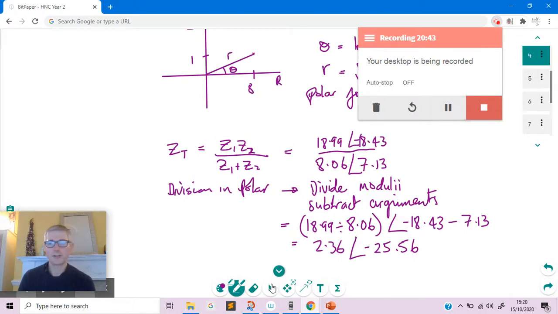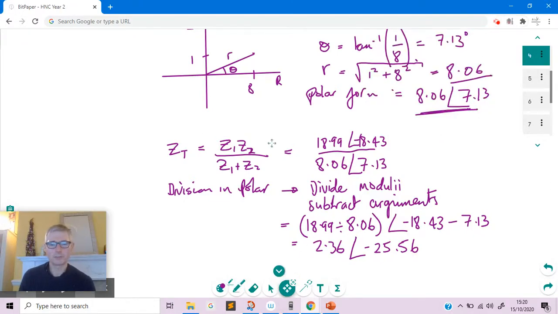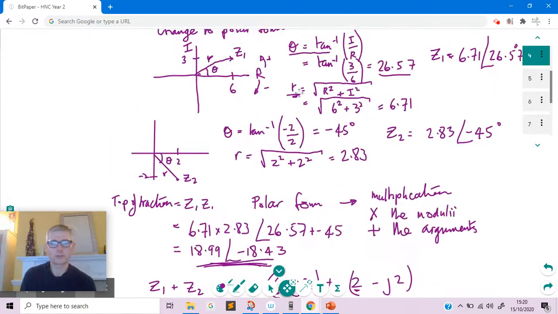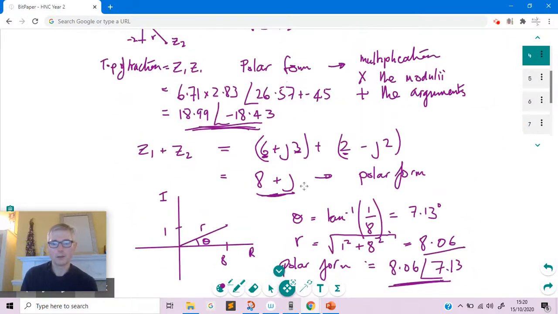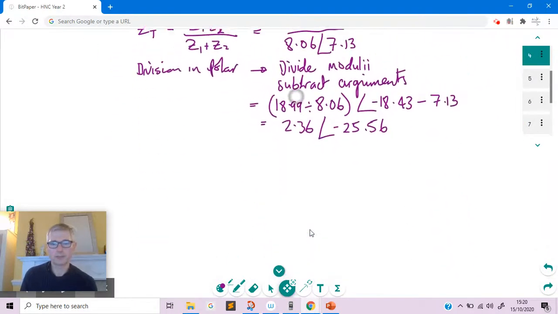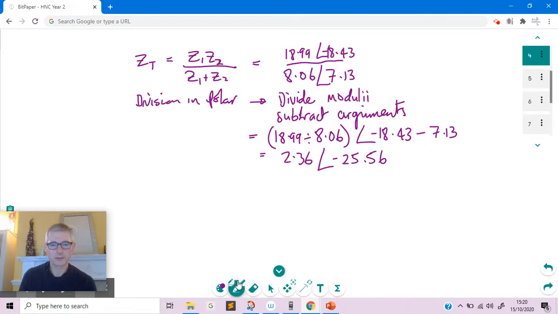So then the very final step in the question, if we read back up at the top, was to put it into Cartesian form. So that was the last bit, putting it into Cartesian form. So currently we've got our final answer, but it's in polar form. So let's go back to here. And just to talk about the way we would do this.